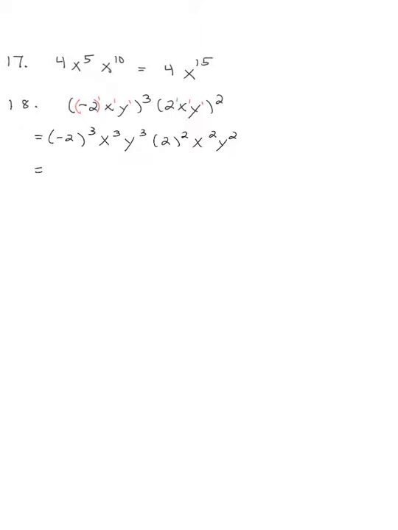Okay, -2 cubed is -8. And 2 squared, maybe let's put a multiplication symbol in here just to avoid some confusion, but 2 squared is 4. And now I'm going to multiply the two numbers together, so that is -32. For my x's, I have 3 here, 2 here, so that is x to the power of 5 if I add those two exponents, and the same thing goes for the y's. There's a y cubed and a y squared, and so that's my answer, -32 x to the 5th, y to the 5th.